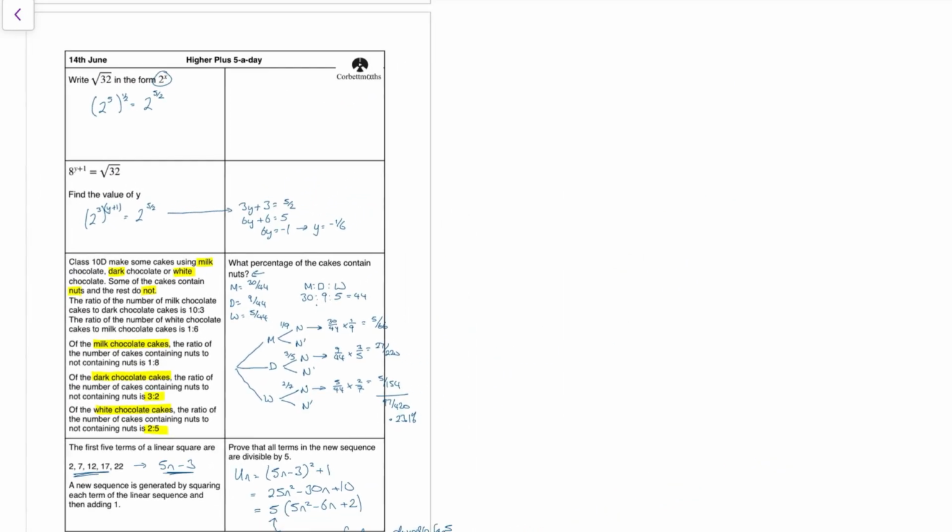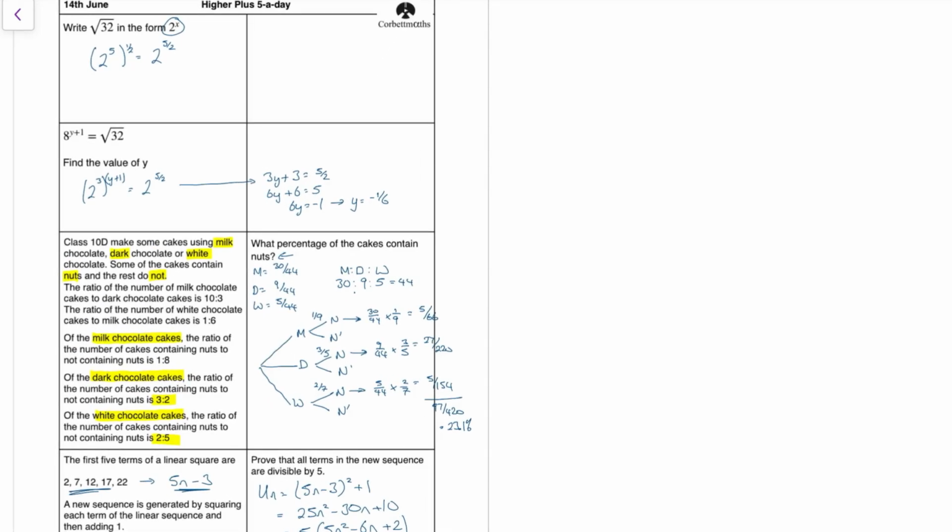That was a nice mix of questions today. The indices questions were quite clever. That question in the middle was horrible, but equally it's a good practice of layout. And the last one, not too bad at all.